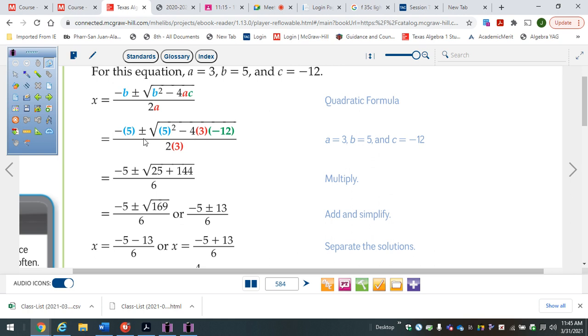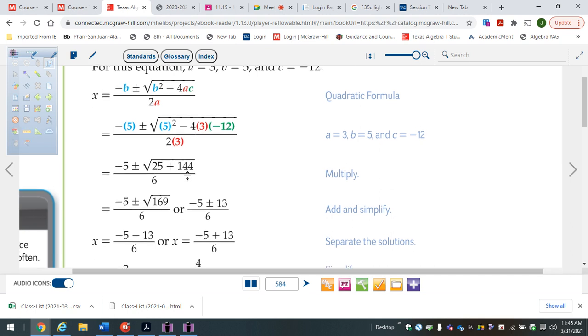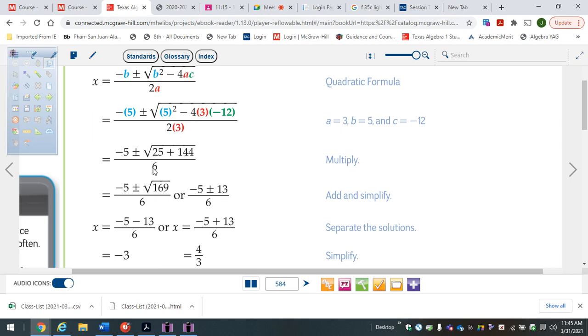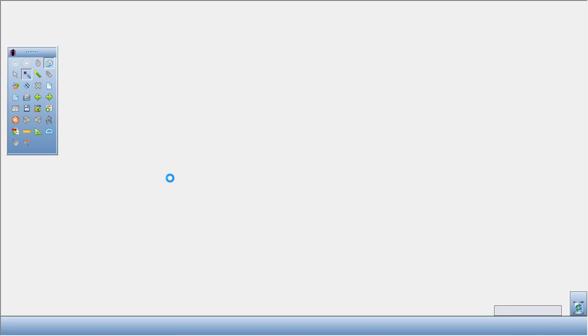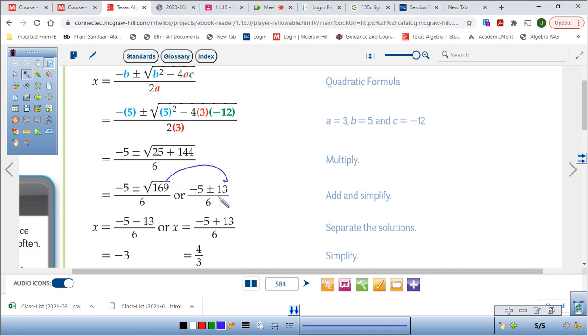Negative 5 becomes a negative 5. Plus or minus, 5 squared, 25. Negative 4 times a 3 times a negative 12 gives me 144. Then that stuff gives me 169 underneath. 2 times 3 is 6. Then that becomes negative 5 plus or minus the square root of 169 over 6. Don't forget, this becomes 13. So now we're down to here, and we're going to break it up into the minus, negative 5 minus 13 over 6, and then here we have the negative 5 plus 13 over 6. So these are my roots, my solutions, my zeros.